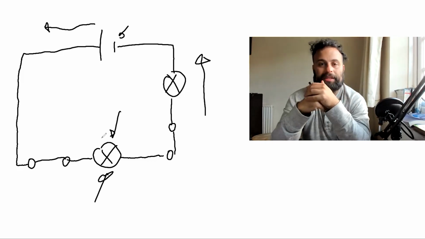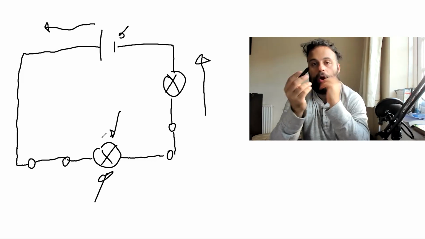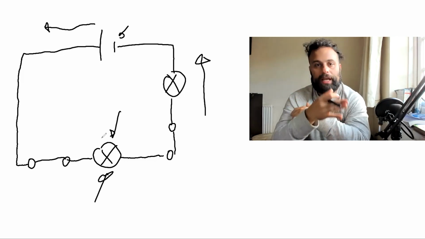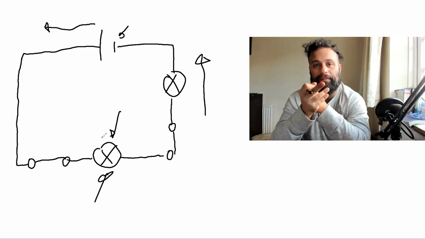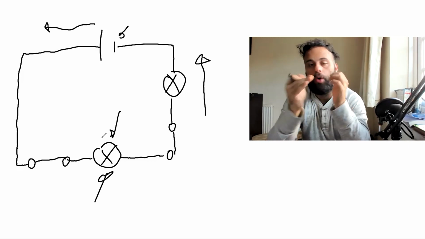Now, the good thing about a series circuit is it only needs a small voltage for it to actually work. So usually Christmas lights you see are made in a series circuit. But what that does mean is if one of the Christmas lights does not work, they all will not work.